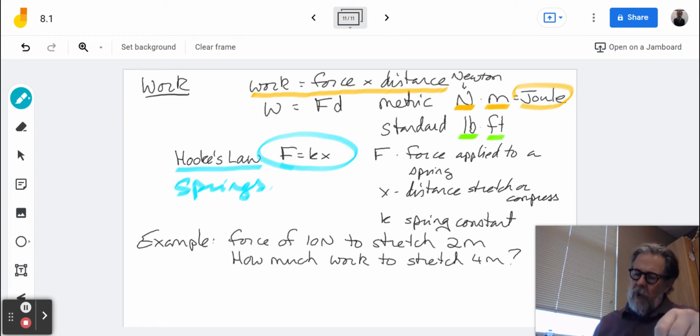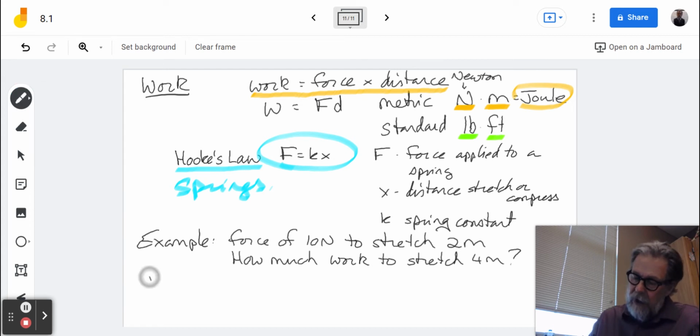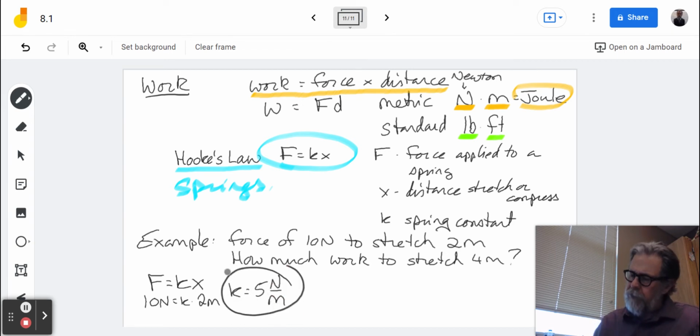So for our example, we're given that a force of 10 newtons is required to stretch a spring 2 meters. Let's start with that, because that allows us to calculate, given force is equal to a spring constant times distance compressed. This tells us that for this particular spring, 10 newtons is equal to k times 2 meters, which means that the spring constant of this spring is 5 newtons per meter. So we now know the value of the spring constant.